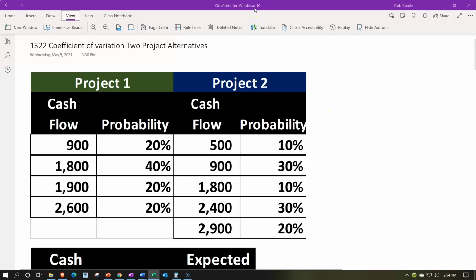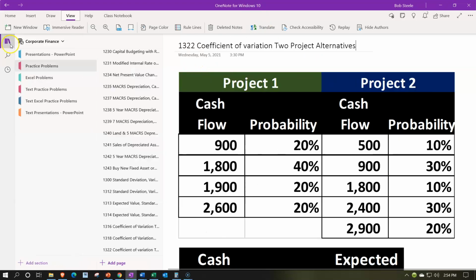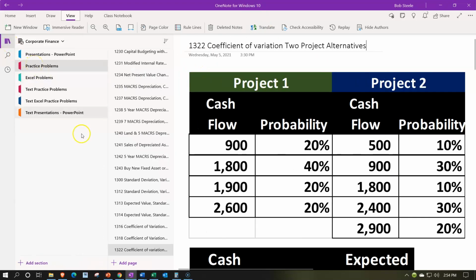If you have access to OneNote and would like to follow along, you're not required to, but if you would like to, we're in the icon on the left-hand side in the Practice Problems tab, then down in the 1322 Coefficient of Variation to Project Alternatives tab. Also note that when using OneNote, look at the Immersive Reader tool. Many of our presentations up top will be mirrored down in the text area down below, same name, same number, but with transcripts. Transcripts that can be translated into multiple different languages and either listened to or read in them.